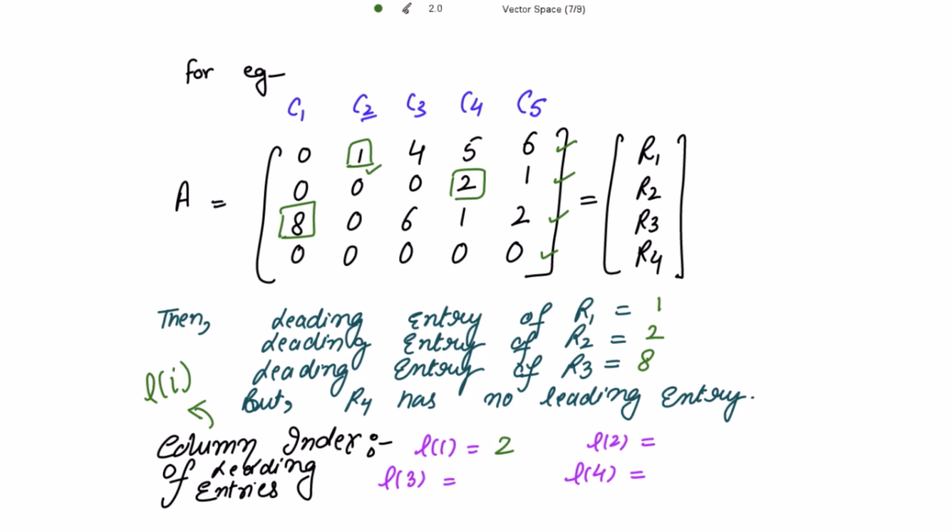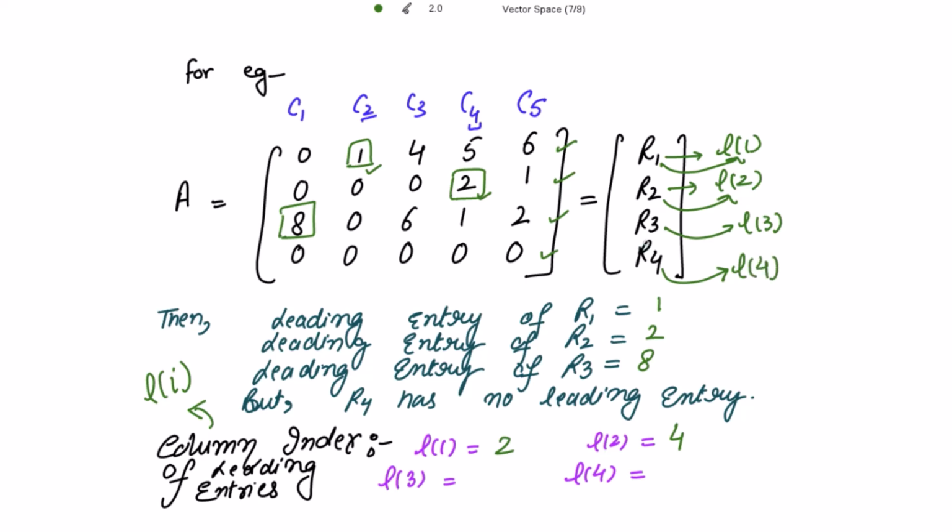What is the column index of the leading entry present in R2? That is denoted with L2. Where is the leading entry for the R2 row? Here is your leading entry, this 2. And at which column is it present? Fourth column. So the value of L2 is 4. Very fine. The column index of the R1 row is L1. The column index of the R2 row is L2. The column index of the R3 row is L3. The column index of the R4 row is L4.